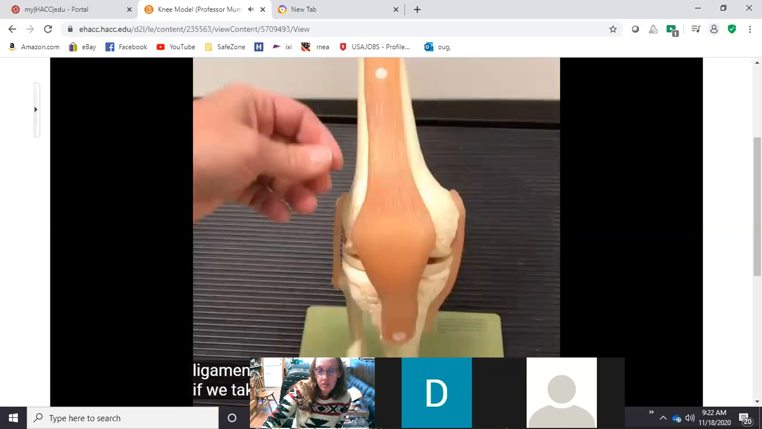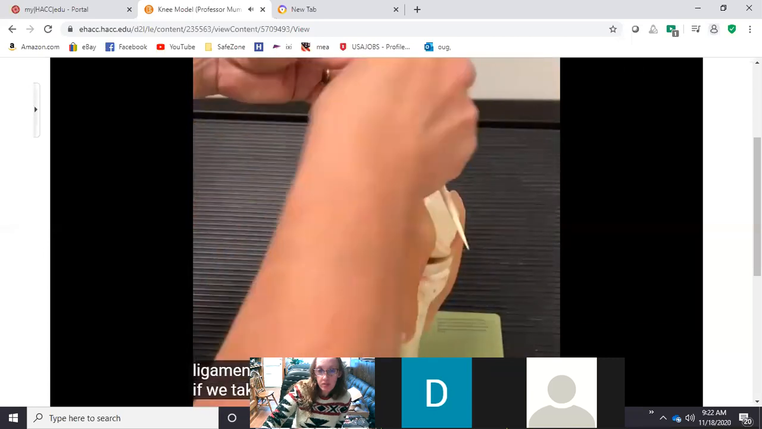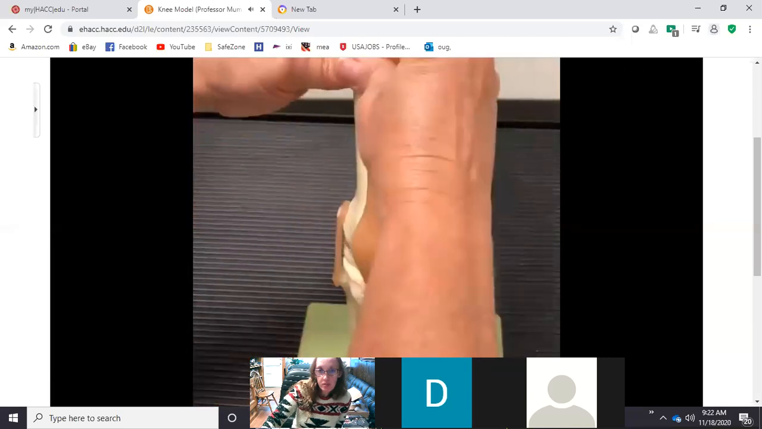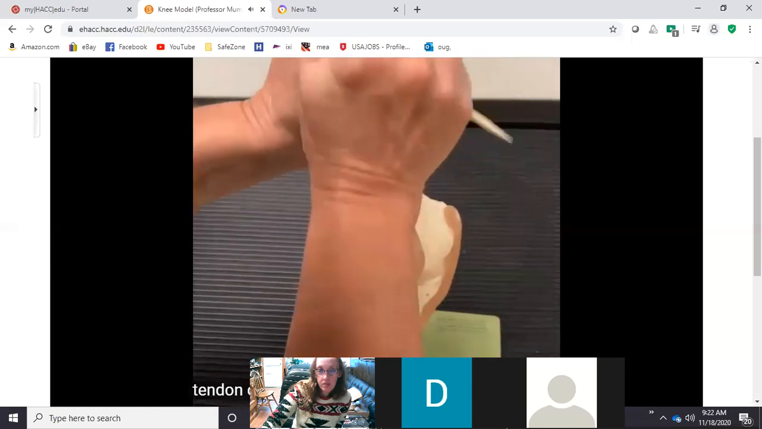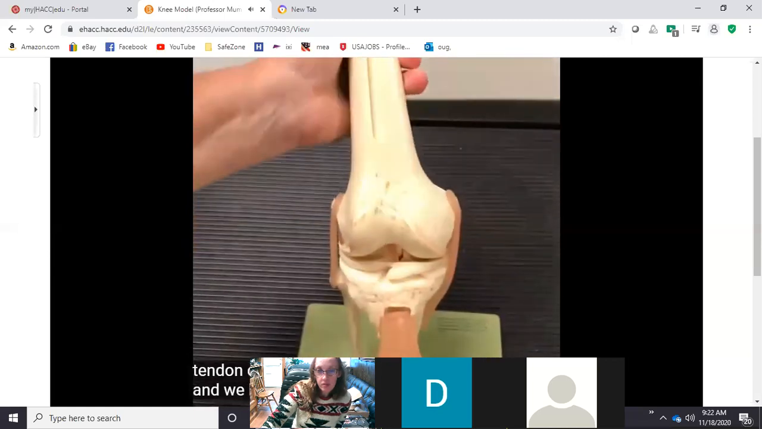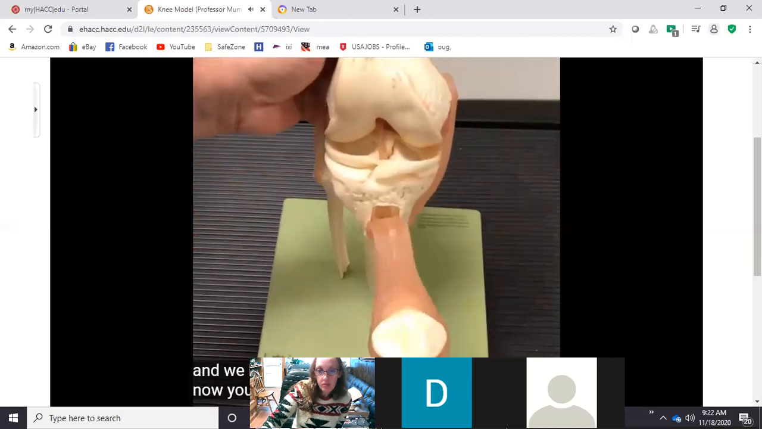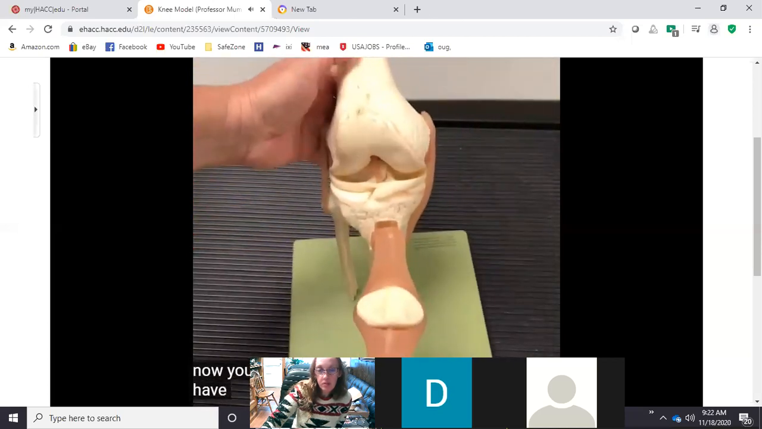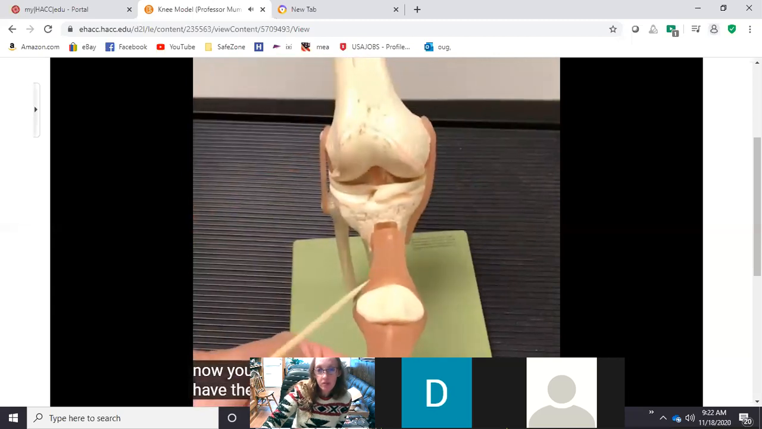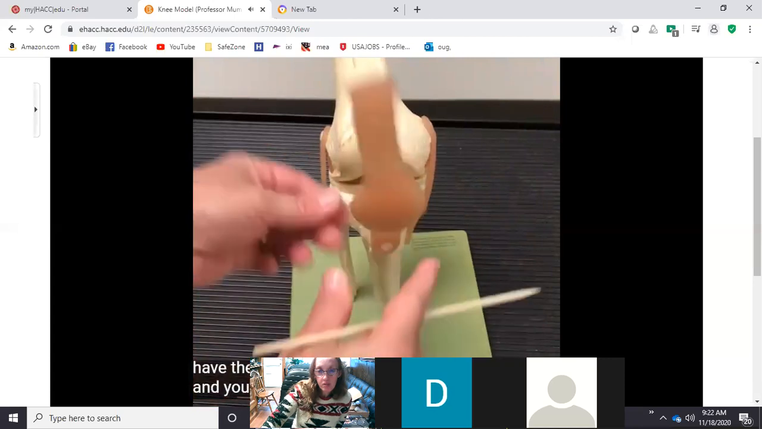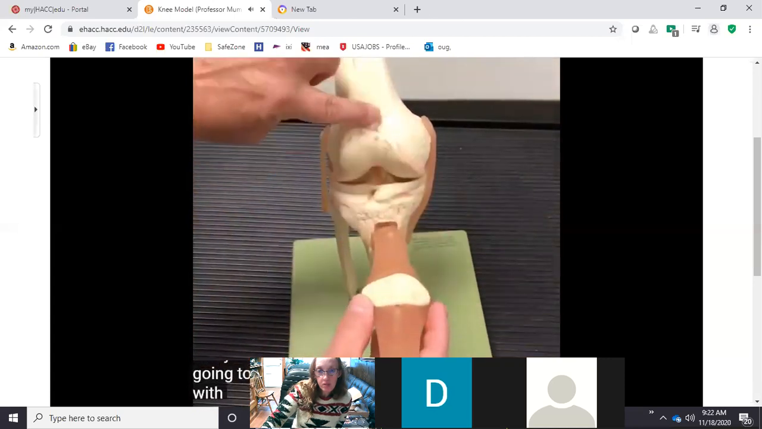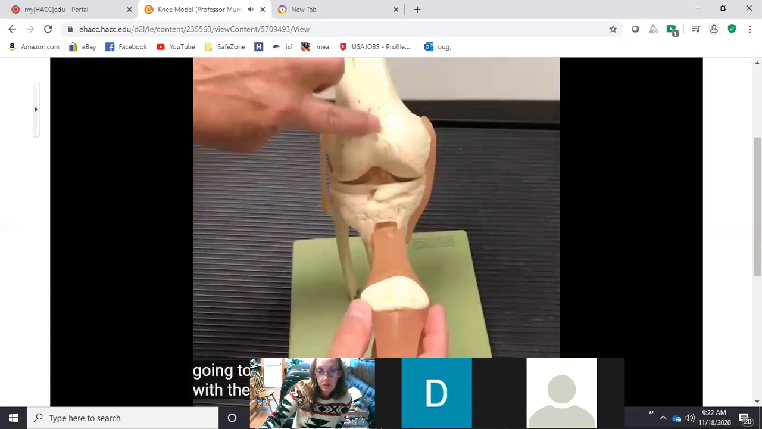If we take off the tendon of the quadriceps femoris and we open up the knee joint, now you can see here that we have the patella, and you can see this flat surface is going to articulate with the patellar surface of the femur.